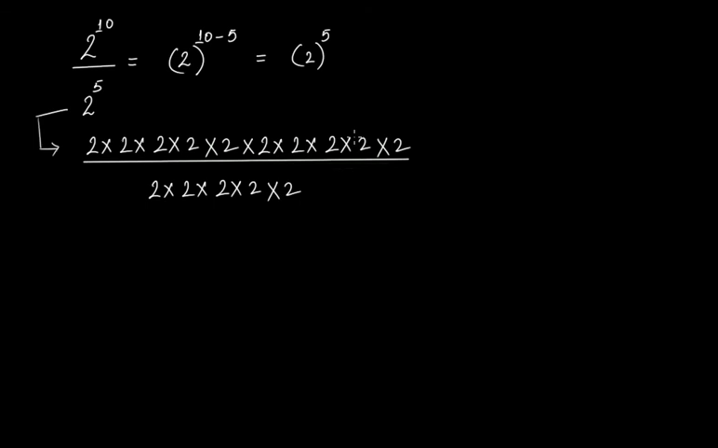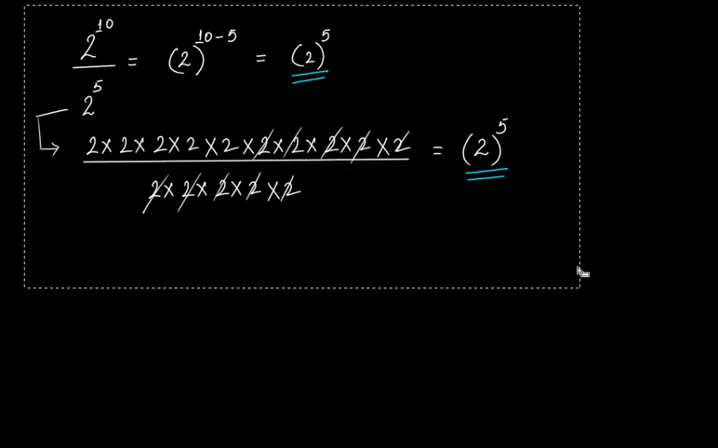Now clearly this 2 can be removed, right? So we are left with 2 times 2 times 2 times 2 times 2, that is 2, and how many times we are multiplying it? 5 times. This is the exponential form notation of this one, right? So clearly what we have written here is actually what we have proved here. So let's take another example.